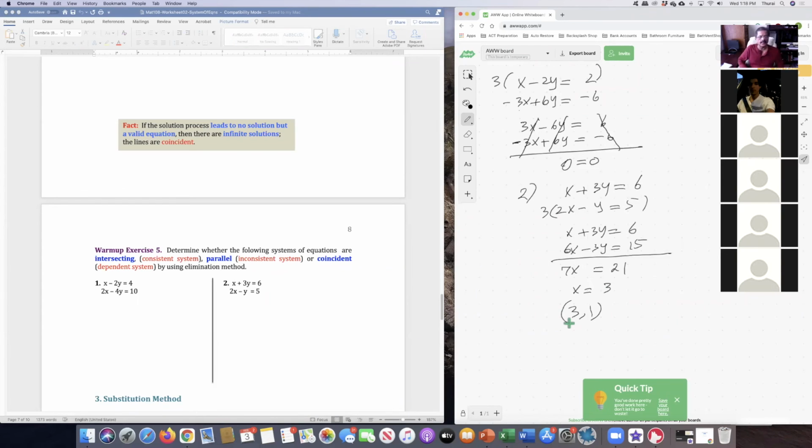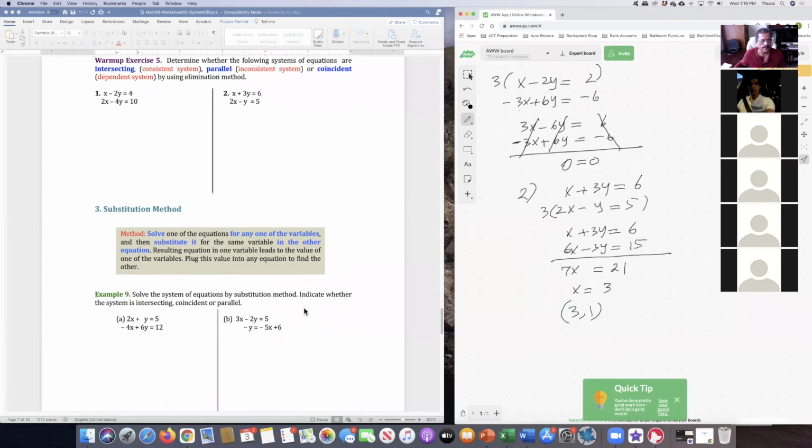So if the question is whether this system is intersecting, parallel, or coincident, your conclusion is intersecting. If the question was to determine whether the system is consistent, inconsistent, or dependent, then your conclusion is consistent. So whatever the question is, you have to answer that using the proper word.